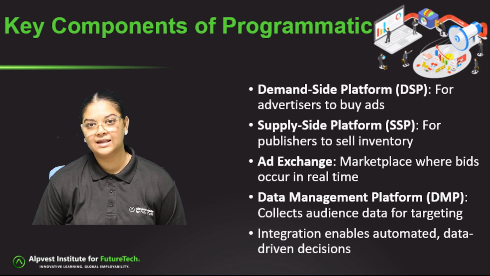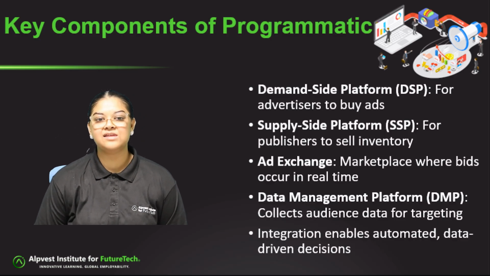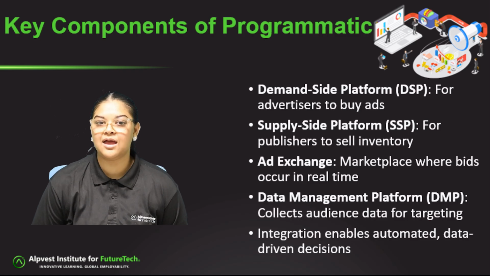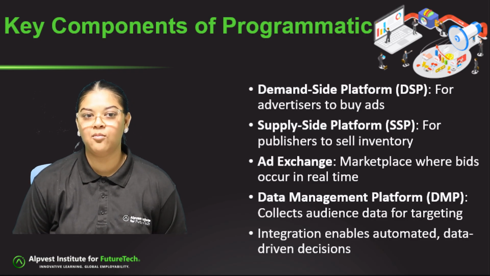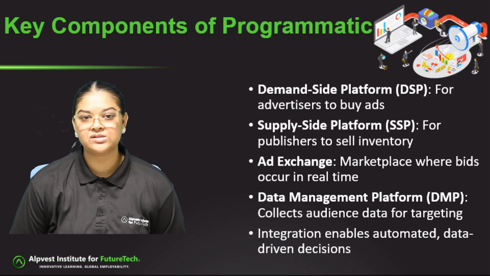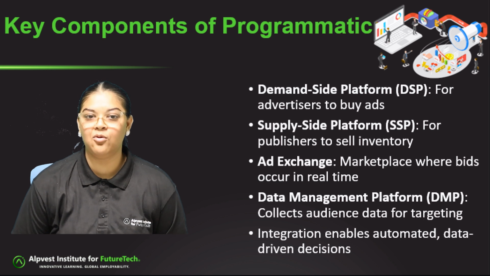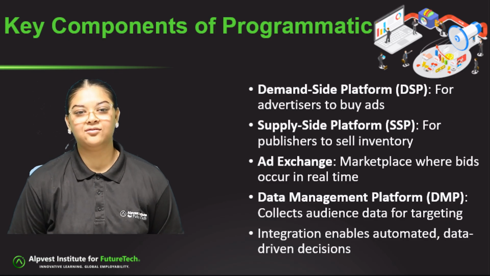Moving on to the next slide. Programmatic advertising relies on several key components that work together to automate ad buying and selling. The demand-side platform, or DSP, is used by advertisers to buy ad space and set campaign rules, while the supply-side platform, or SSP, is used by publishers to make their inventory available for sale.